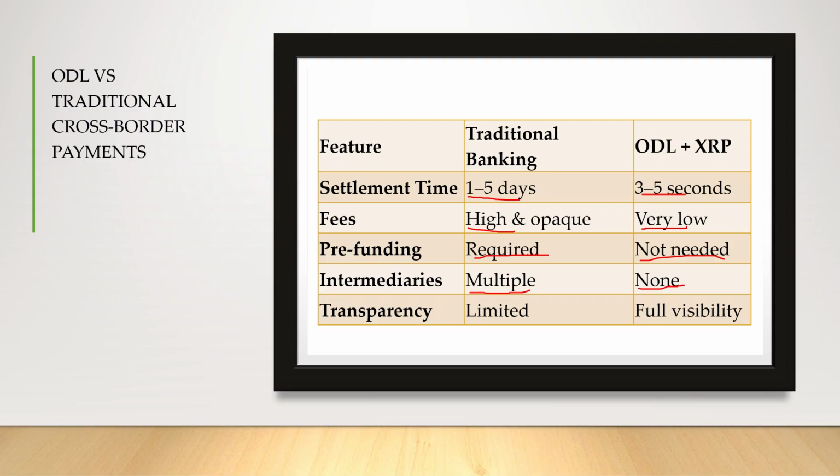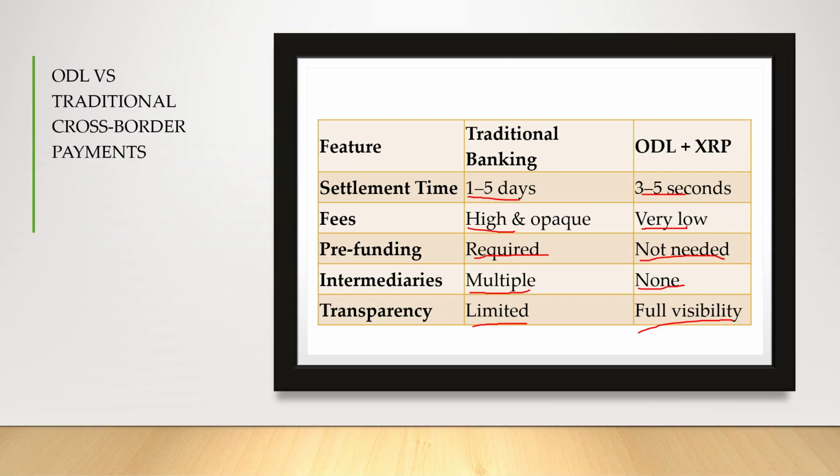And also, there's limited transparency with these transactions with traditional banking rails. With XRP, you're using the XRP ledger, and that's the blockchain, so there is full visibility. Every transaction would be fully visible.